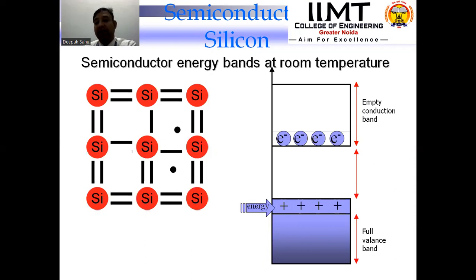And since it is an intrinsic material, bond breaking and electron conduction will always be in pairs. So we can clearly see electrons are released, bonds are broken, and this pattern continues as per the energy provided to the crystal. So electrons randomly move in the conduction space.